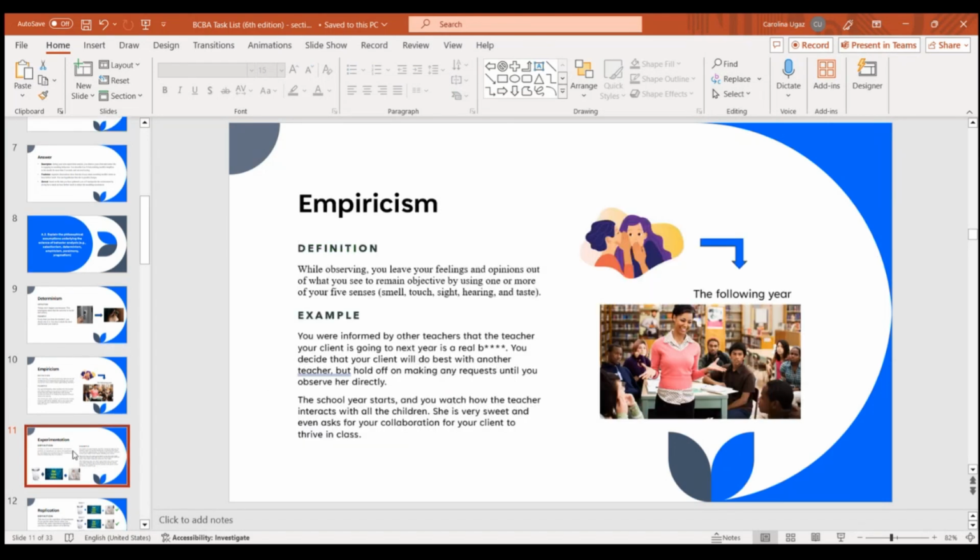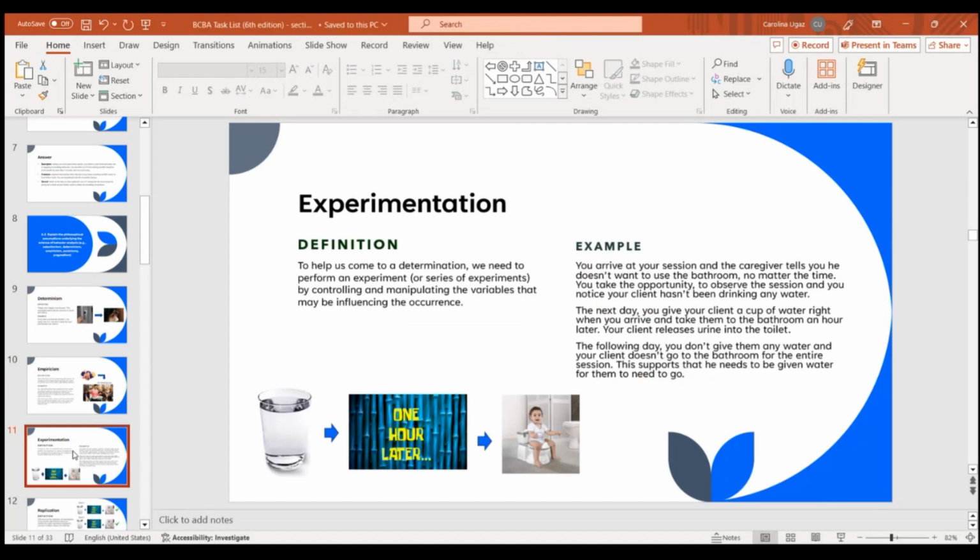Awesome. Experimentation. To help us come to a determination, we need to perform an experiment or series of experiments by controlling and manipulating the variables that may be influencing the occurrences.